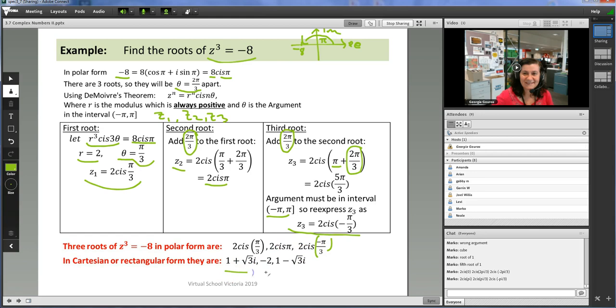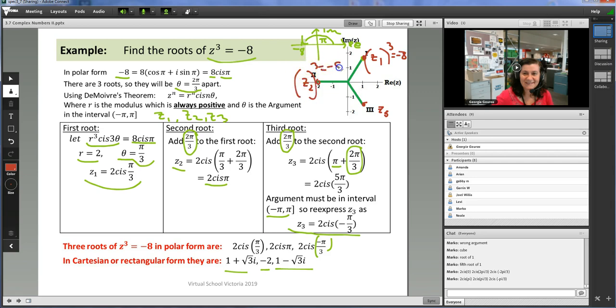Or in rectangular form, we can convert those, and we can show them on an Argand plane. So there they all are. Maybe I'll pick a different colour. So this time, this one was Z1, this one was Z2, this one was Z3 in the 4th quadrant. And again, if we raise all of these to the power of 3, we should get negative 8. Okay, if we've done this correctly. Okay, which is pretty amazing.